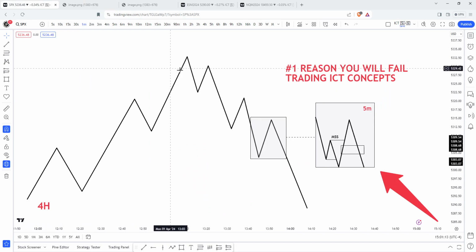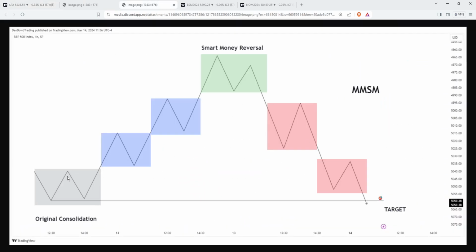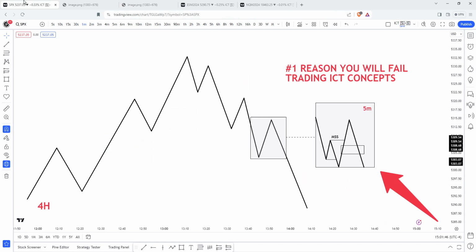Okay, let's say that this 4-hour is in a market maker sell model. The target is the original consolidation. So let's say that this is a 4-hour chart. Price is drawing towards the original consolidation. That is where price targets in a market maker sell model because it moves from the original consolidation to an accumulation. There could be 1 or 2 legs of accumulation in here. Then you get a smart money reversal at a key level. Okay, the low risk sell will be up in here, and then you'll get a first leg distribution and then a second leg redistribution before it targets the original consolidation.